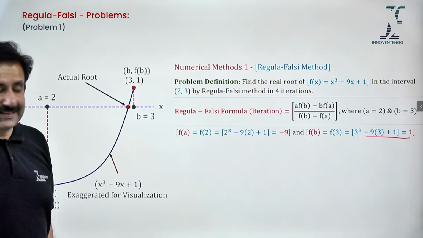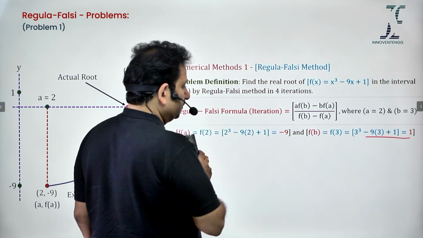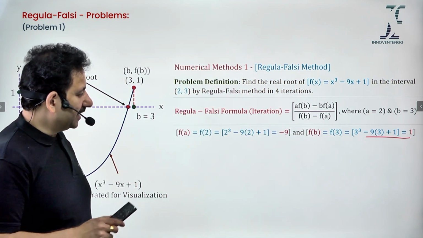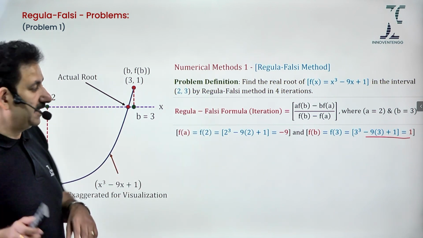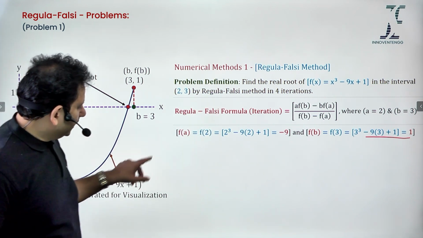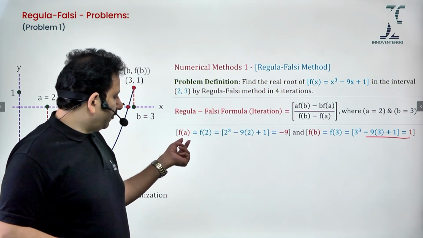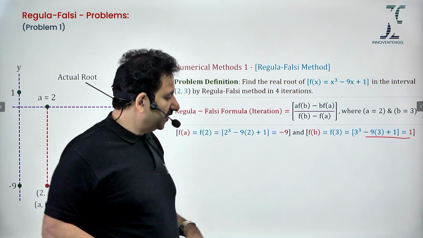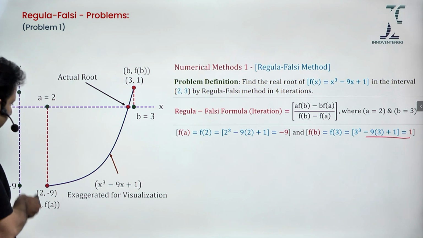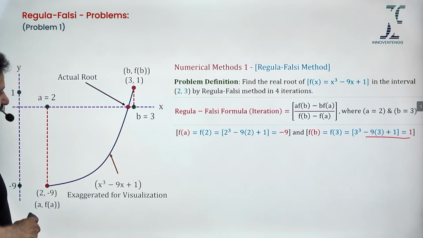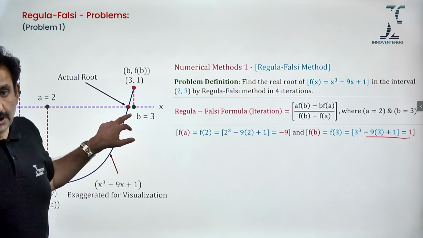And why are we sticking to this symbolism? Because we have given you the formula in terms of a and b. So every time you iterate, a changes, b remains fixed. That's very important. Now you can see that we have calculated the value of the function, or the y coordinate, for a is equal to 2, which turns out to be minus 9, and b is equal to 3, which turns out to be plus 1. And those are depicted here graphically. And wherever the function intersects the x-axis is the actual root.